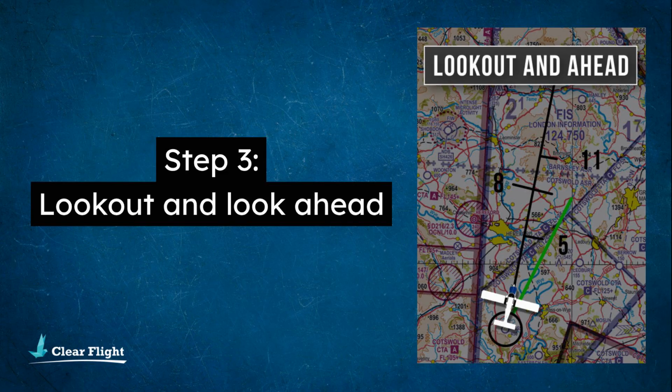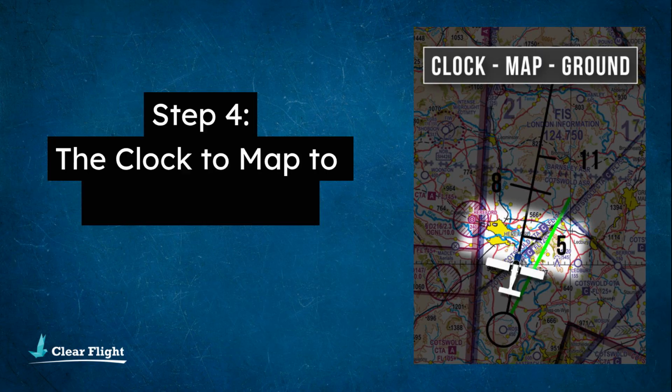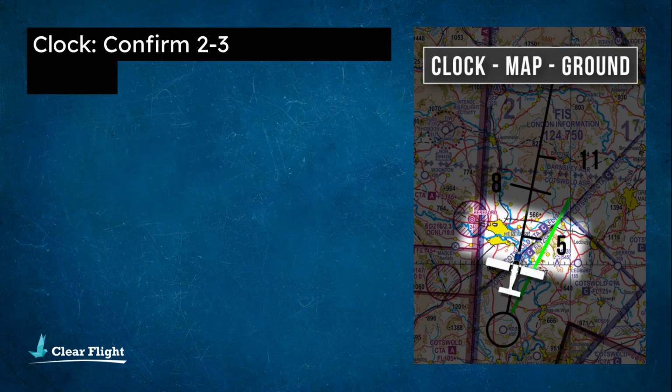Step 3. Look out and look ahead. Maintain a continuous lookout and look ahead for your first navigational feature. This is your priority until you are 2 to 3 minutes from arriving at your first feature. Step 4. The clock to map to ground process.